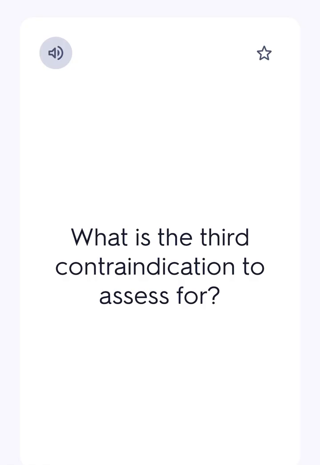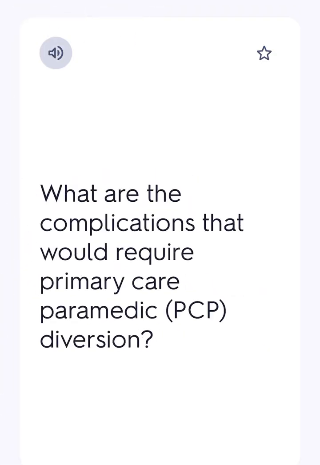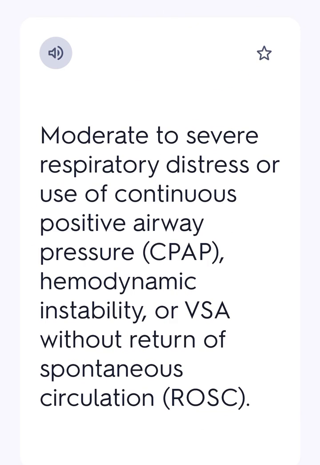What is the third contraindication to assess for? Transport to a hospital capable of performing percutaneous coronary intervention greater than or equal to 60 minutes from patient contact. What are the complications that would require primary care paramedic diversion? Moderate to severe respiratory distress or use of continuous positive airway pressure, hemodynamic instability, or VSA without return of spontaneous circulation.